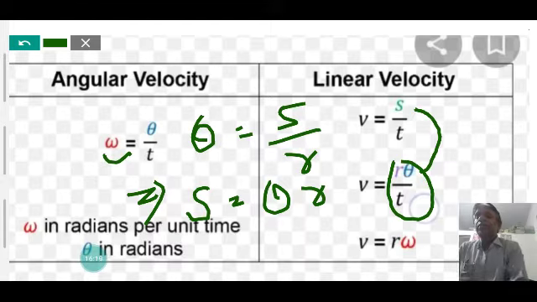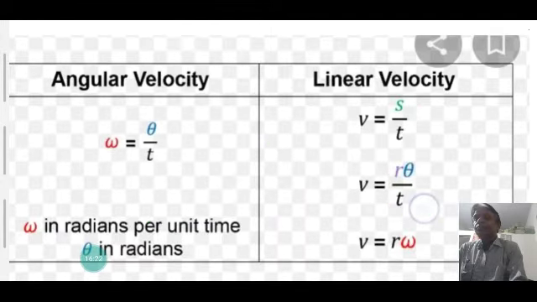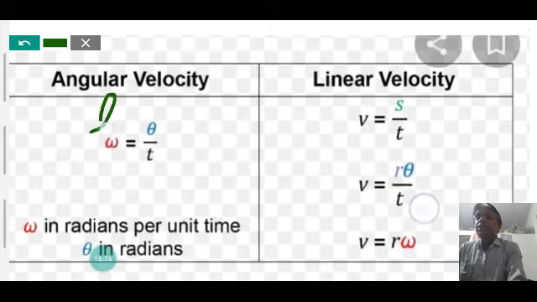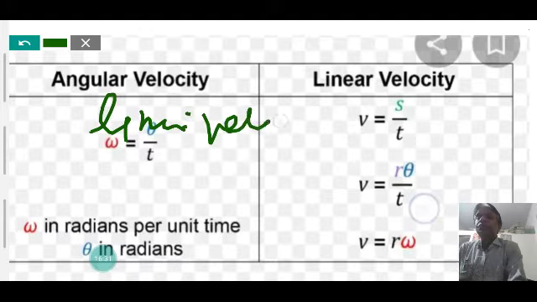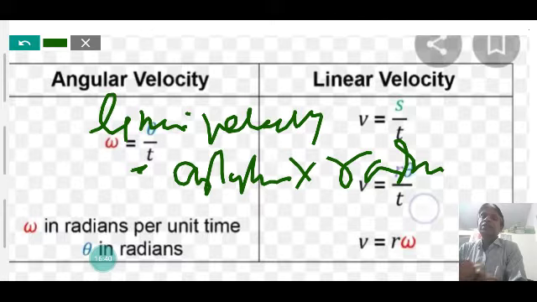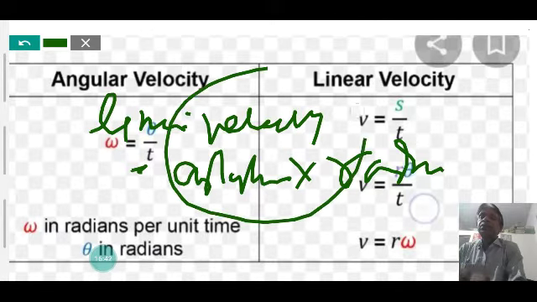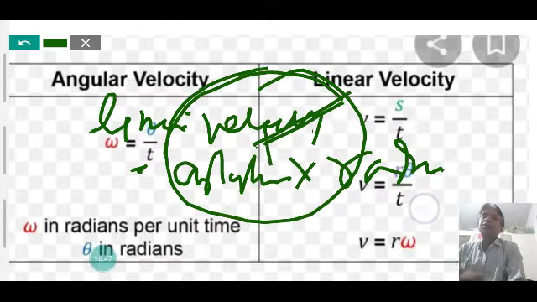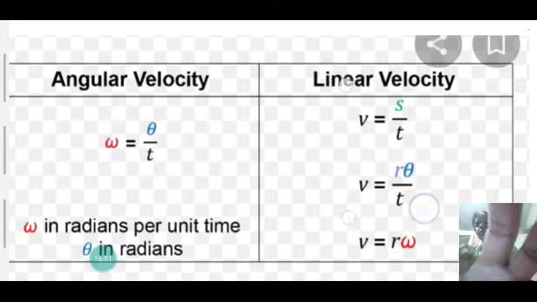It is given here: the linear velocity is equal to angular velocity into r, where r is the radius factor. For a circular path, the angular velocity is multiplied by the radius. It will be more clear in the next slide.